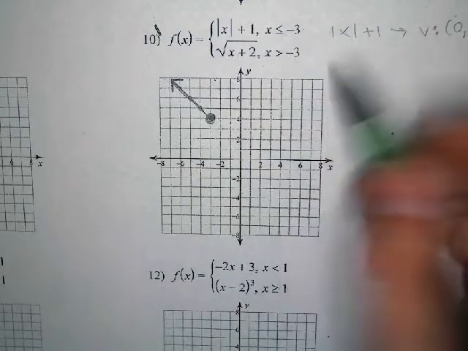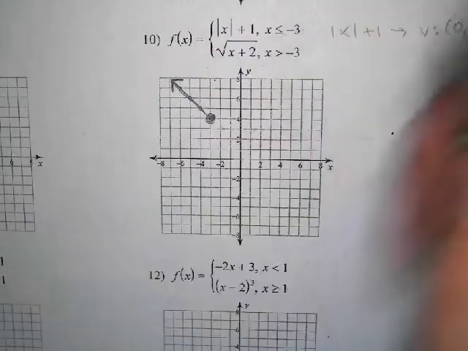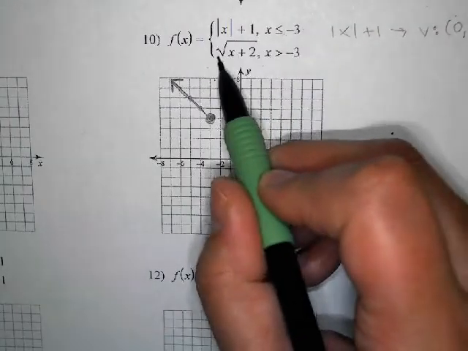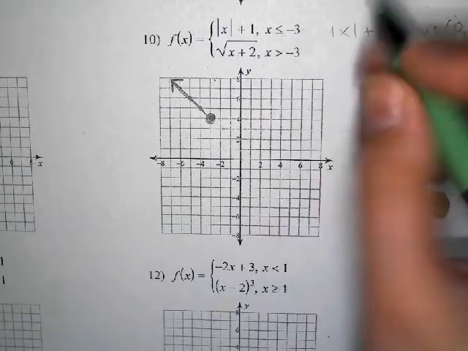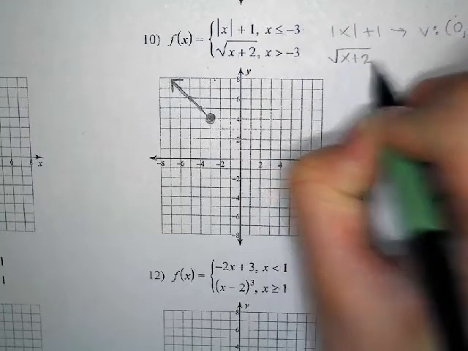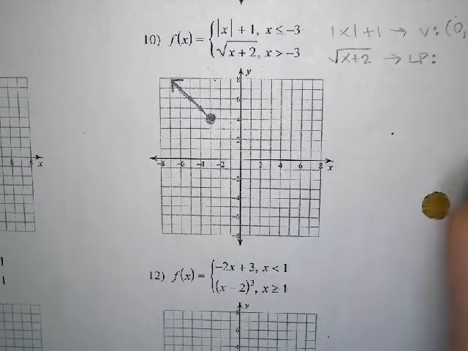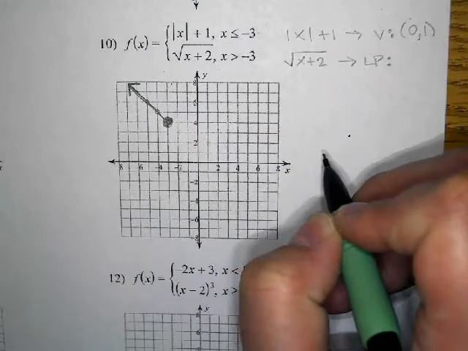All right, on the square root part, I have the square root of x plus 2. And this one doesn't have a vertex, it has a locator point. What is the locator point? -2, 0.